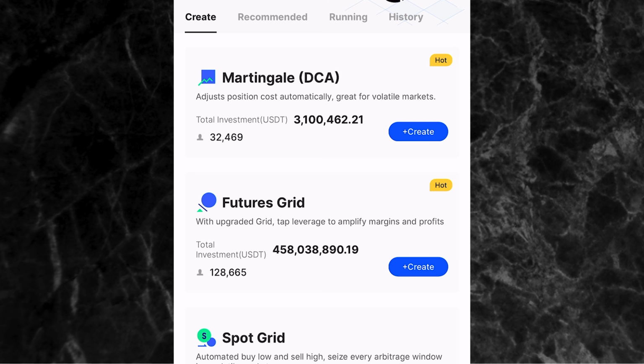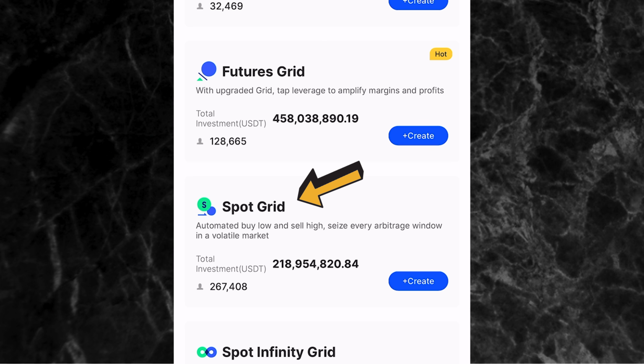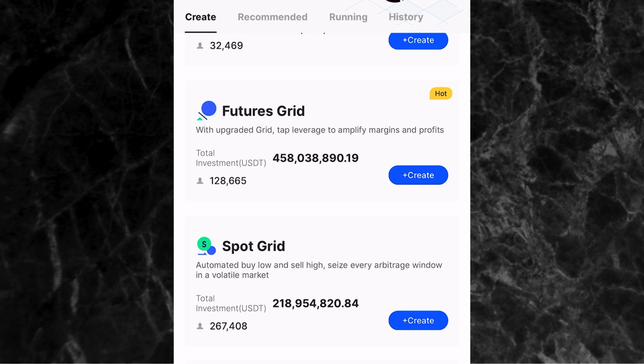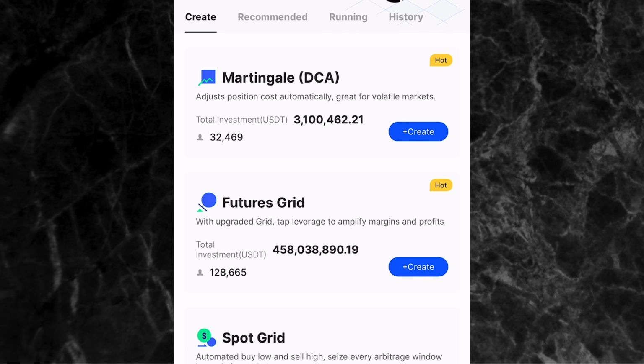Now, as you can see on the screen, these are the different crypto trading bots you have on BingX. Now, the first one is the martingale DCA trading bot. The second one is the futures grid trading bot. The third one is the spot grid trading bot, while the last one is the spot infinity grid trading bot. These are the 4 crypto trading bots you'll find on the BingX app. Now, how do you go ahead to create your own trading bot on the BingX app so you can continue to make money even while you are sleeping?